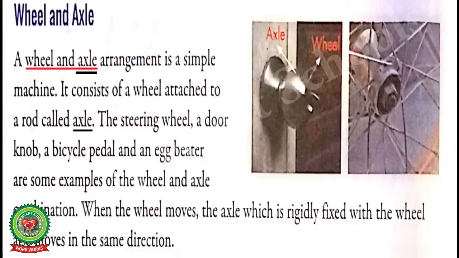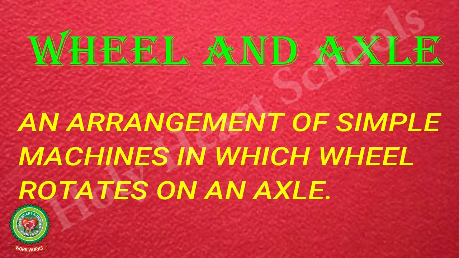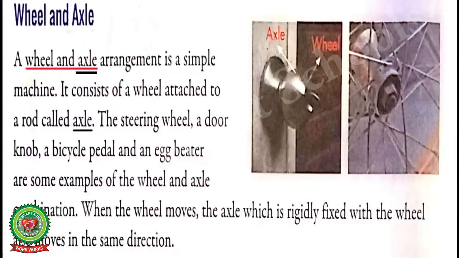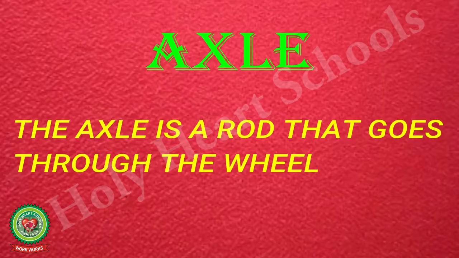Now, next topic is wheel and axle. Wheel and axle is an arrangement of simple machines in which a wheel rotates on an axle. Underline the word axle and write down its meaning. The axle is a rod that goes through the wheel.